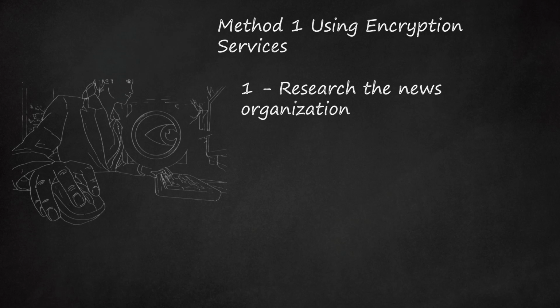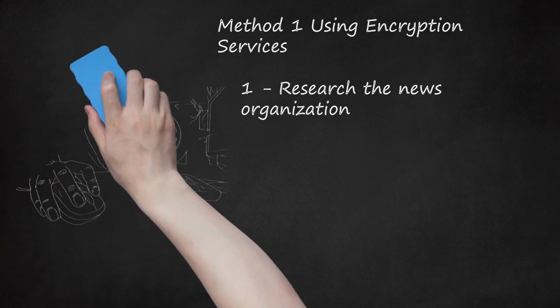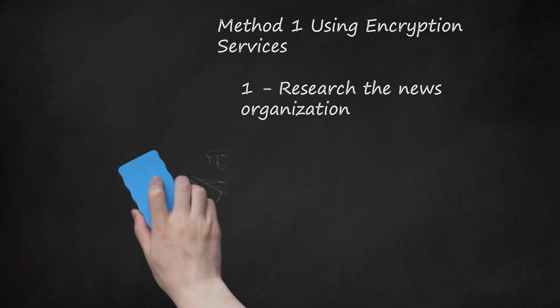For example, you can find information about how to leak to the Washington Post by going to https://www.washingtonpost.com, SecureDrop. The landing page for leaks to the New York Times is located at https://www.newyorktimes.com, News Graphics, 2016, News, Tips.